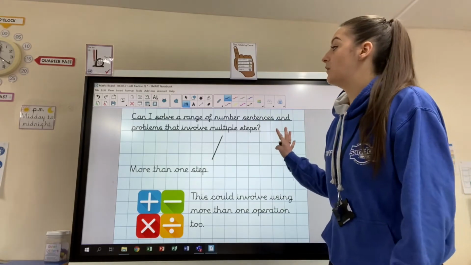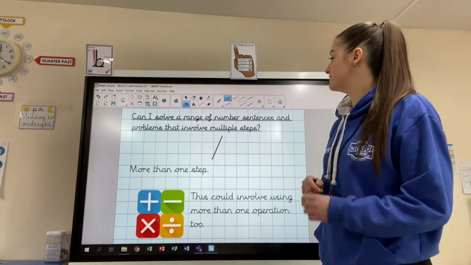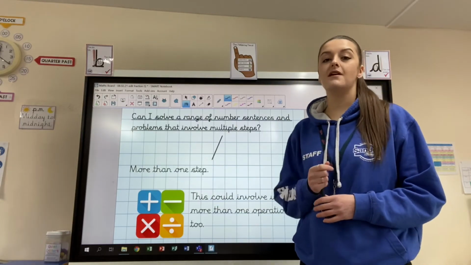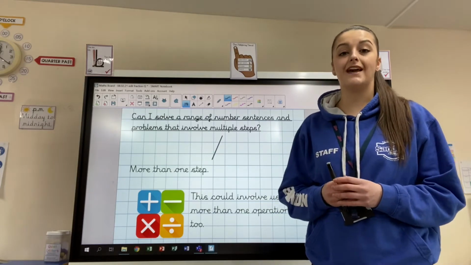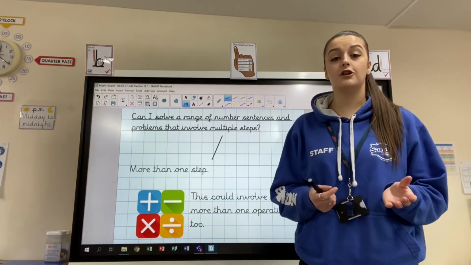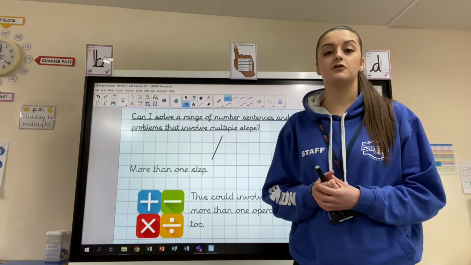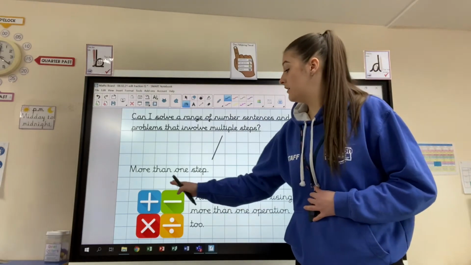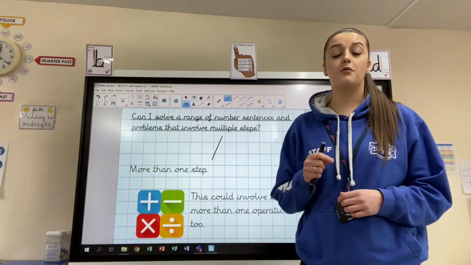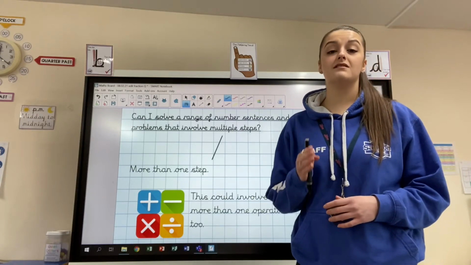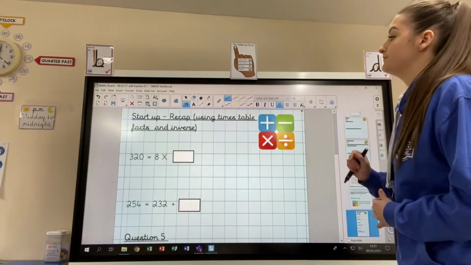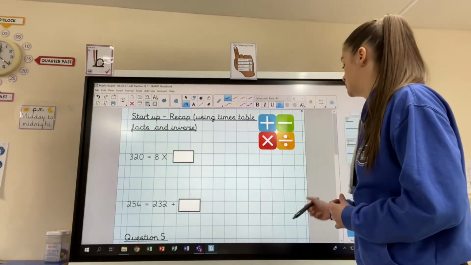So hopefully you just had a good go at my warm-up challenge for today. So let's have a look at our learning question today. It says, can I solve a range of number sentences and problems that involve multiple steps? Now, multiple steps just means that we're going to be doing more than one thing to get our answer or solve our problems today, okay? So you might be expected to do an addition and a subtraction to figure out the answer to one question, or there could be a question where you've got an addition, subtraction and a multiplication, okay? So we're going to be looking at breaking our number sentences and problems down into smaller parts so we can solve them properly. Right, so let's have a look at some of our startup challenge questions for today.